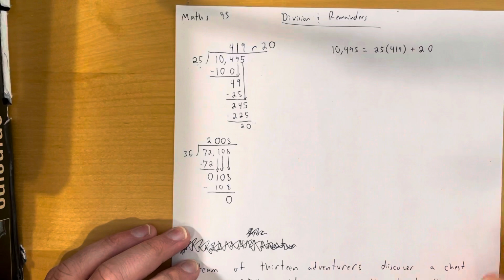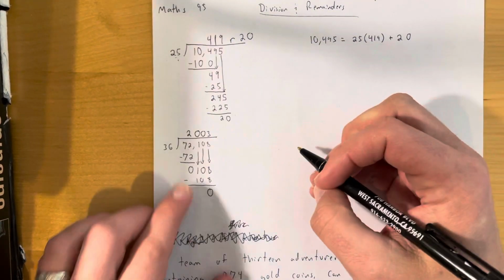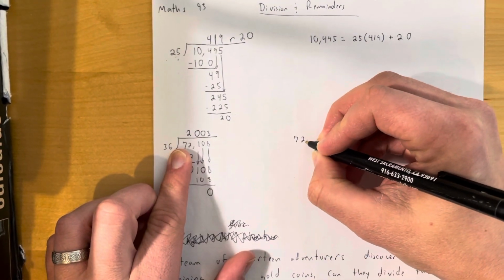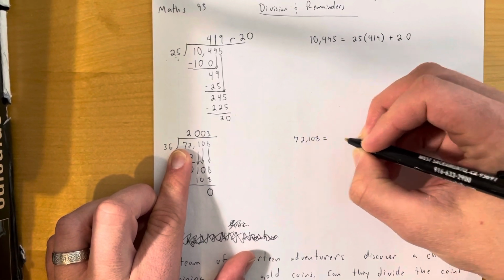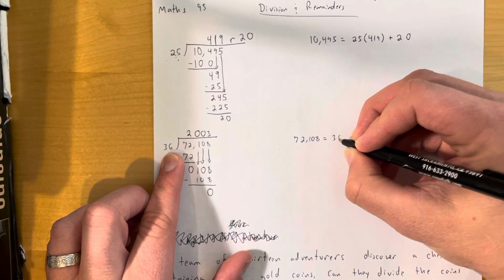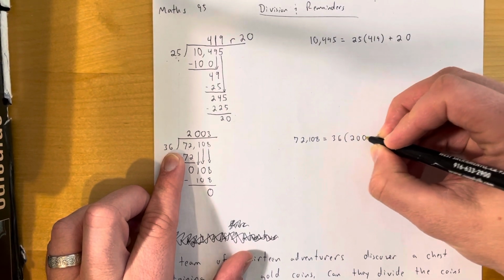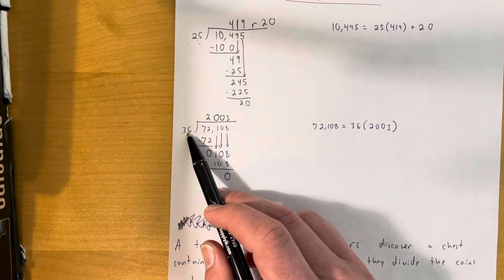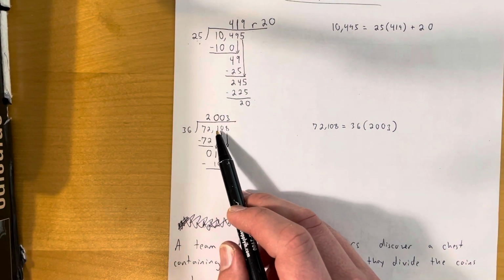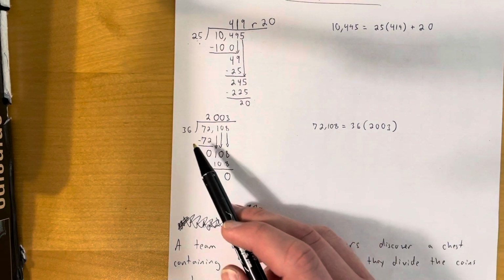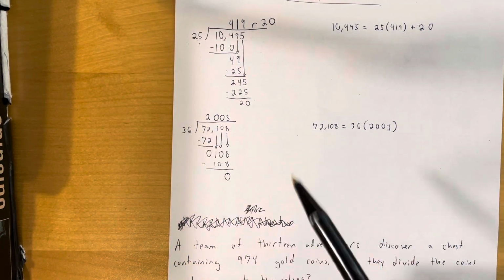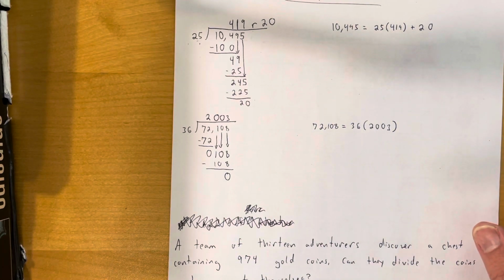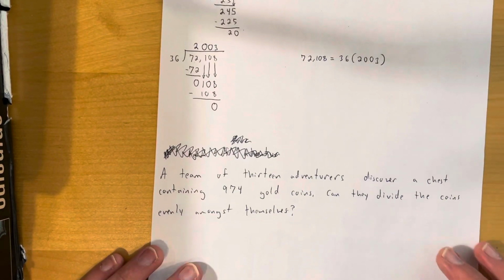And rewriting things in terms of this equation like we did up here, my dividend, 72,108, is exactly equal to my divisor, 36, times my quotient, 2003. Now what this means is that 36 divides 72,108 evenly. In other words, 36 goes into this number evenly, and there's nothing left over in the form of a remainder. That's a very, very important concept that we're going to use a lot more in chapter 5, but I'm going to use it also in this little word problem down here.